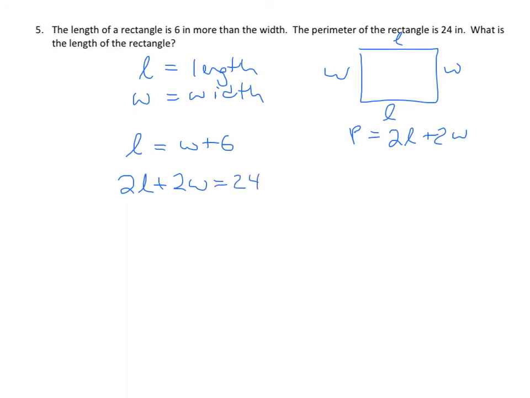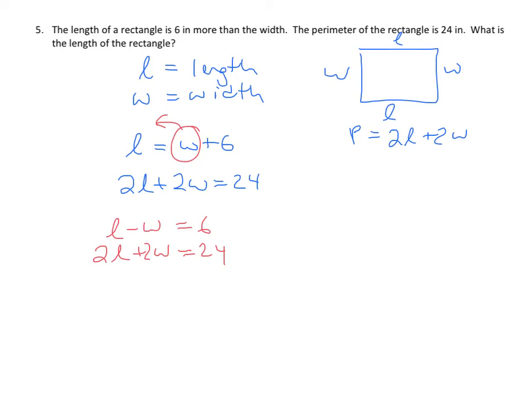Now I need to use elimination, I need to get both equations set up in the same form where the L's line up and then the W's, then the equal signs, then the numbers. So I need to move the W over to the other side in the top equation. And I will get L, and then I'm going to subtract W from both sides, so minus W equals 6. And then my bottom equation is okay, 2L plus 2W equals 24.